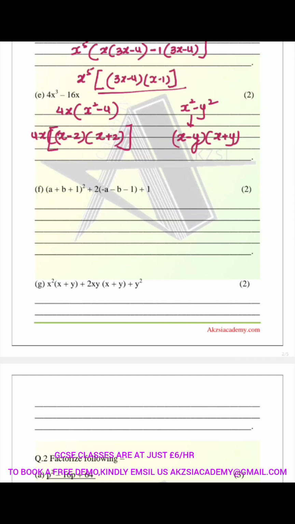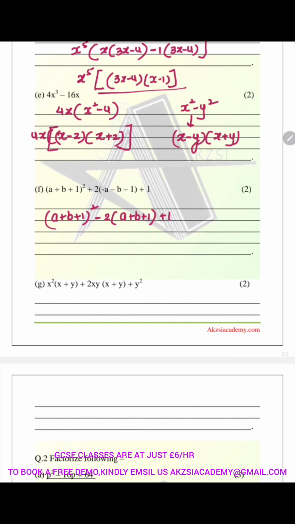Moving on to the next one. (a + b + 1)² + 2(−a − b − 1) + 1. See, I can write it as (a + b + 1)². Now take out negative as common: −2(a + b + 1) + 1.